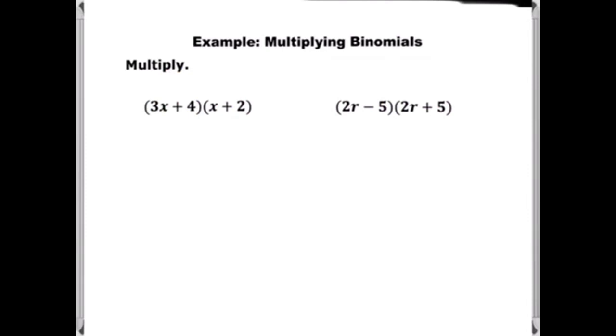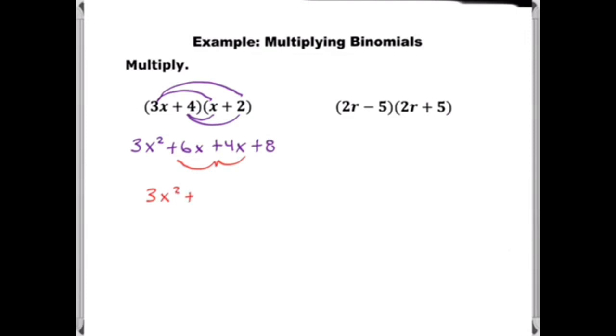Same ideas here. We're going to use FOIL. So 3x times x gives us 3x squared. 3x times 2 gives us 6x. 4 times x is 4x. And then 4 times 2 is 8. Last step, combine like terms here because we've got 6x and 4x. We've got 3x squared plus 10x plus 8. That's our answer.